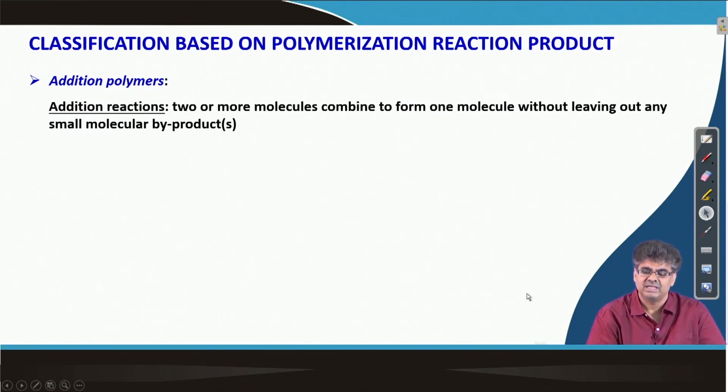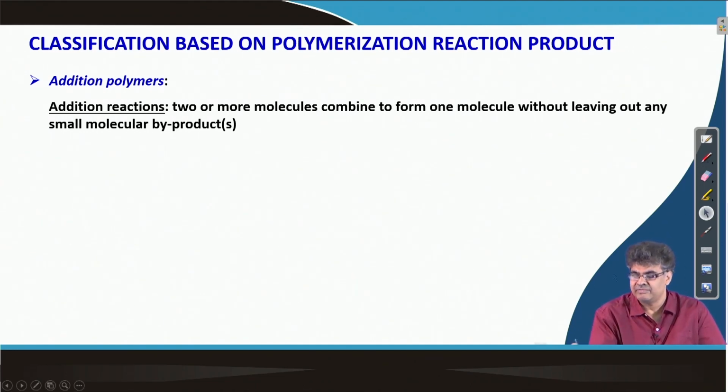Now, based on the polymerization reaction product, we can also have addition polymers or condensation polymers. Now, we know in organic chemistry that addition reactions are the reactions where two or more molecules combine to form one molecule without leaving out any small molecule as a byproduct. So, that is the standard definition of addition reaction.